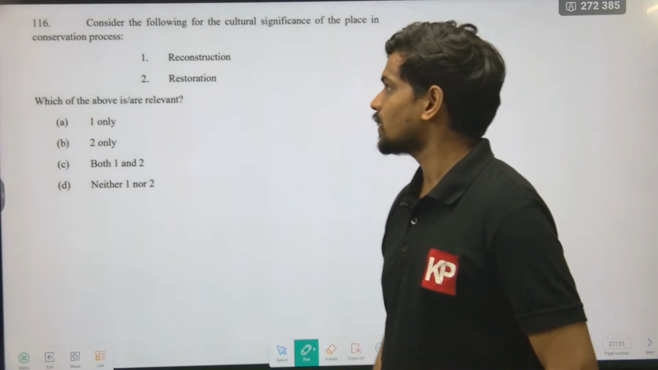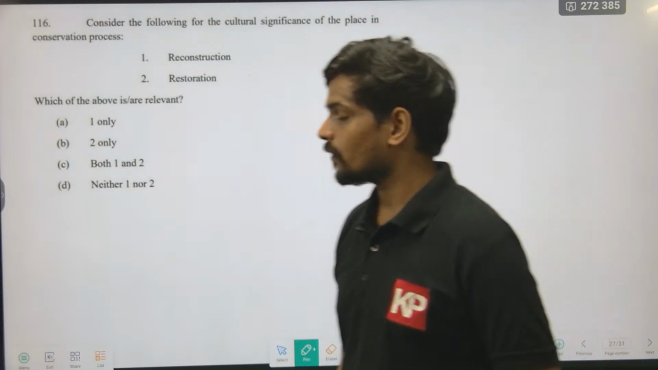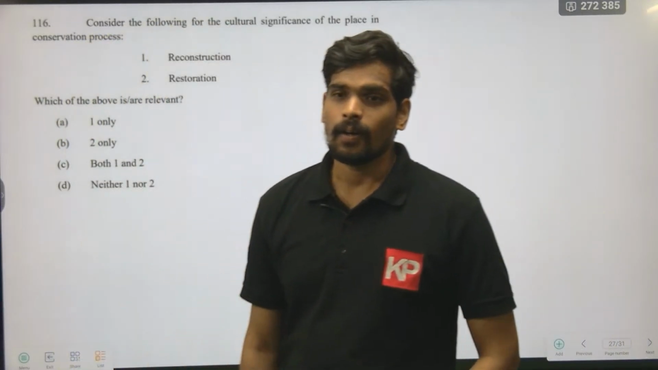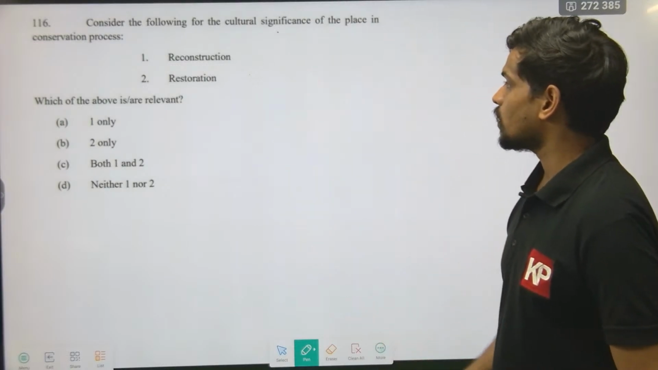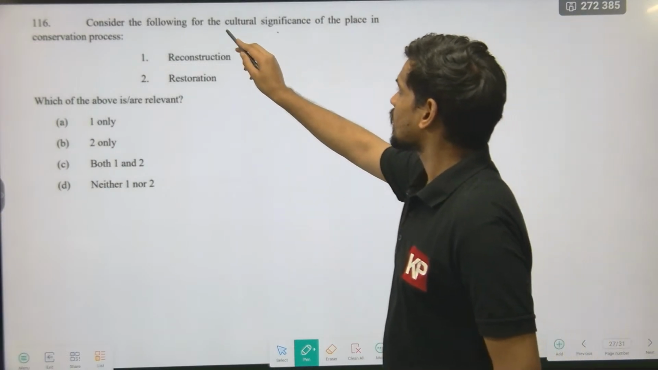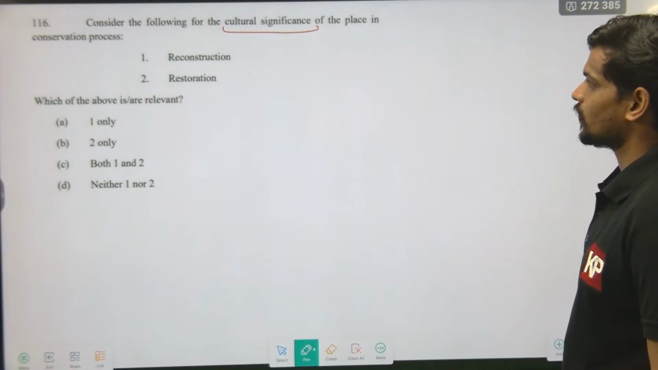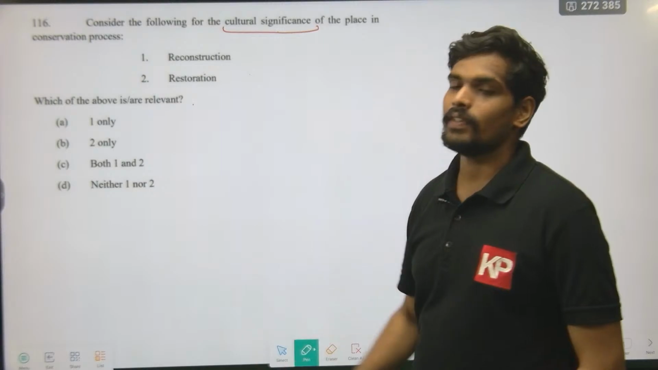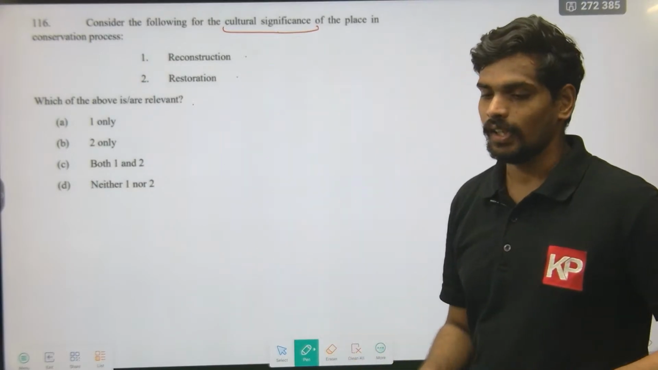Next question is 116. Consider the following for the cultural significance of place in conservation process. So they're talking about which processes in conservation will have cultural significance of the place. Which of the following is relevant from cultural significance point of view, reconstruction or restoration?